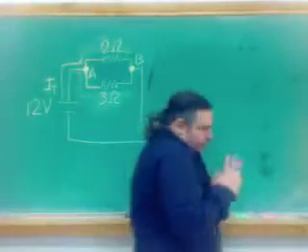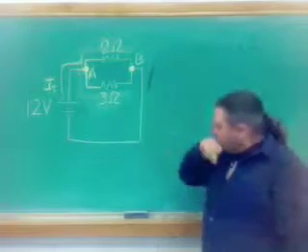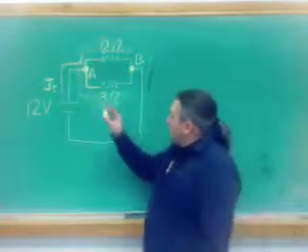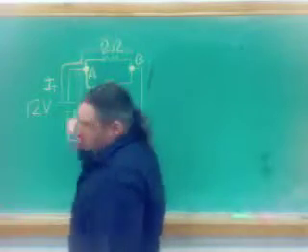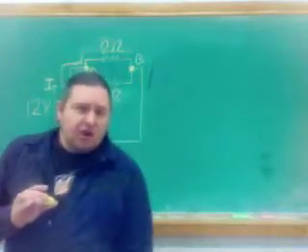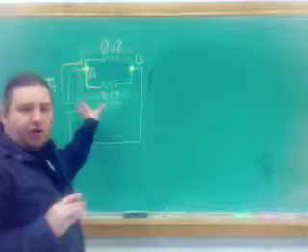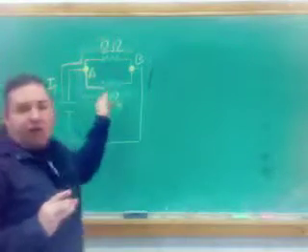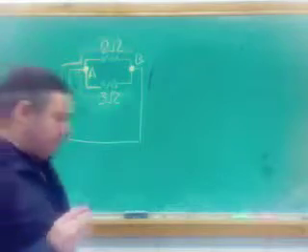Alright, so here's my problem. We've got two resistors in a parallel circuit. There's a 12 volt battery hooked up to it. One of the resistors is 3 ohms, one of the resistors is 2 ohms. I want to be able to calculate the total current, leaving the voltage here, and then the current across each one of those resistors. Okay?